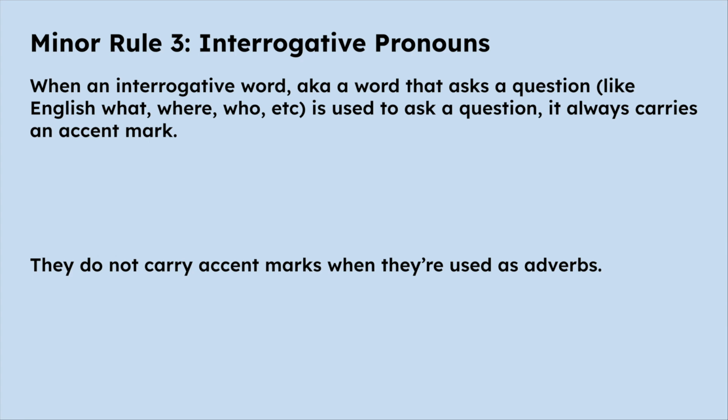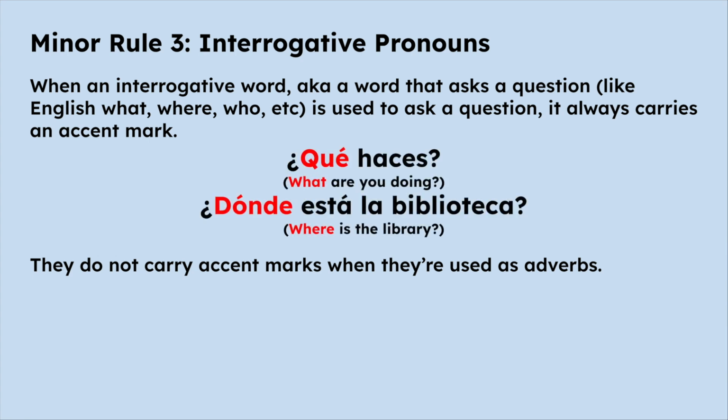Now, minor rule number 3 are the interrogative pronouns. So when an interrogative word, so a word that asks a question, like in English, your what, your where, your who, your how, is used to ask a question, it always carries an accent mark. ¿Qué haces? What are you doing? There is an accent on the qué because it's being used to ask a question. ¿Dónde está la biblioteca? Where is the library? Accent mark on the dónde because it's being used to ask a question. And yeah, if a question word has multiple syllables, then you just put the accent on where the stress is.